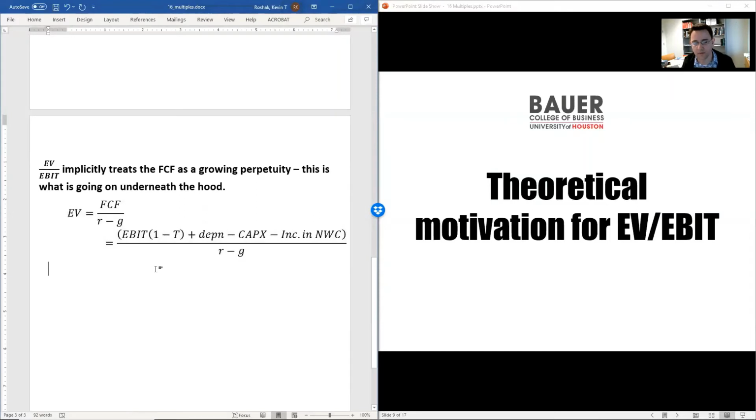Again, this is a bit more work than you need, but I wanted to show the steps here. Ultimately, what I want to do is pull out this EBIT, right? I want to have this multiple, EV over EBIT. So I have EV on the left, I have EBIT over here, but I want to pull it out so I can put it in the denominator for the enterprise value. So the next thing I'm going to do is I'm going to say the enterprise value is equal to the free cash flow over R minus G, but I'm going to pull out this EBIT term.